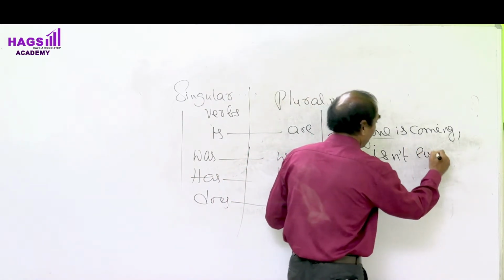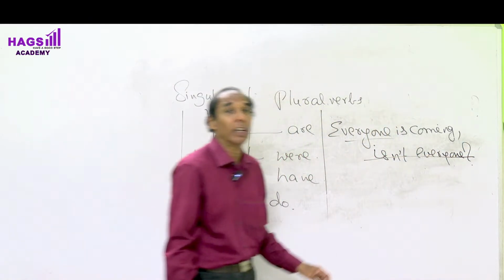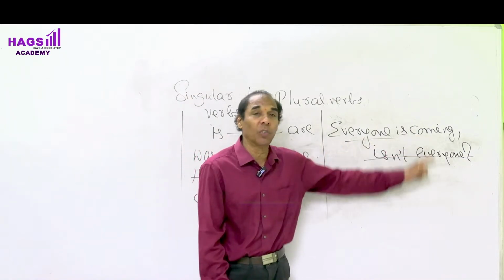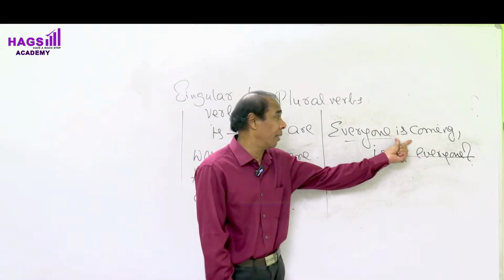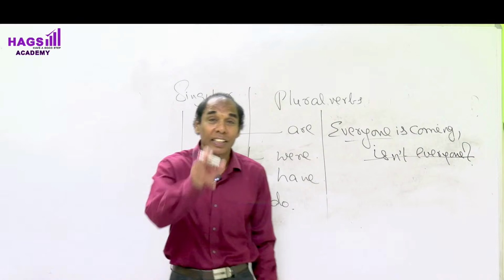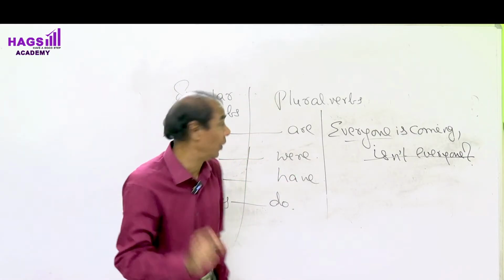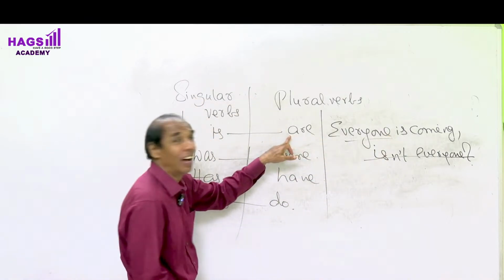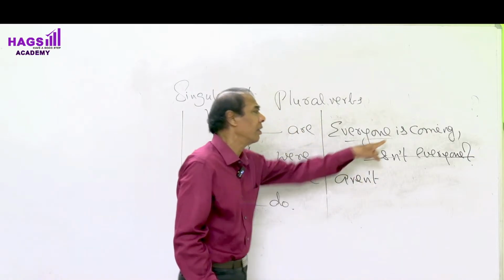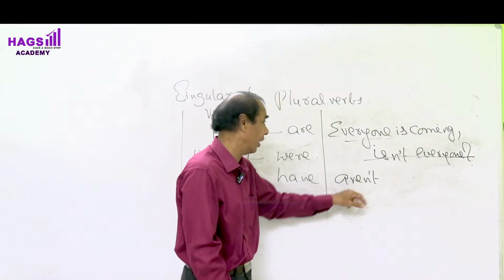Everyone isn't it? If you write like this, it is a blunder in English. You know why? Because these 6 words at the time of statements take singular verb. But at the time of question tags, these 6 words take plural verb. What is the plural of is? Are. Are plus not. Aren't. Why plus not? Statement is positive. Question tag must be negative. That is common. Aren't.